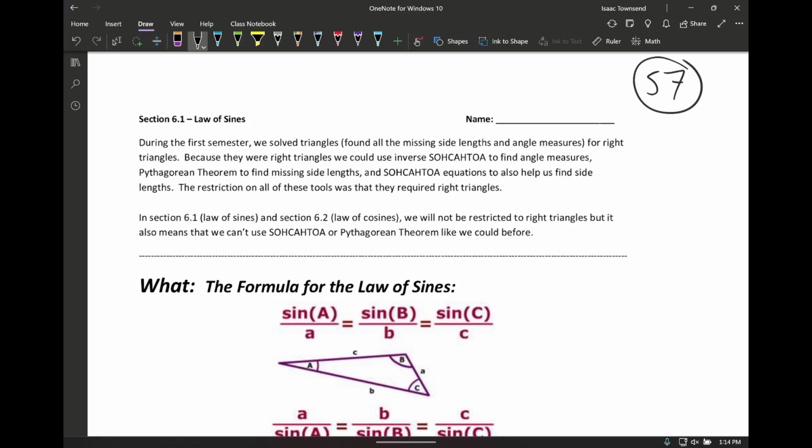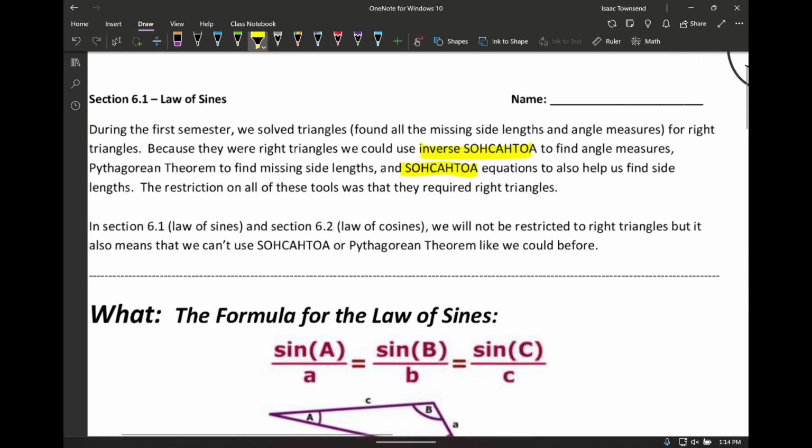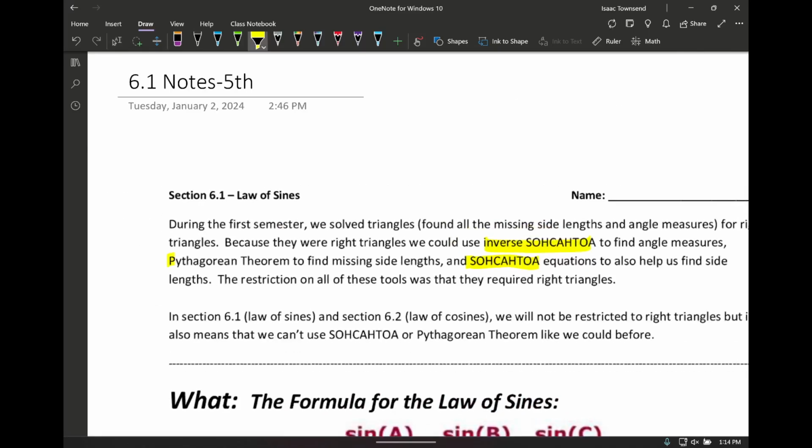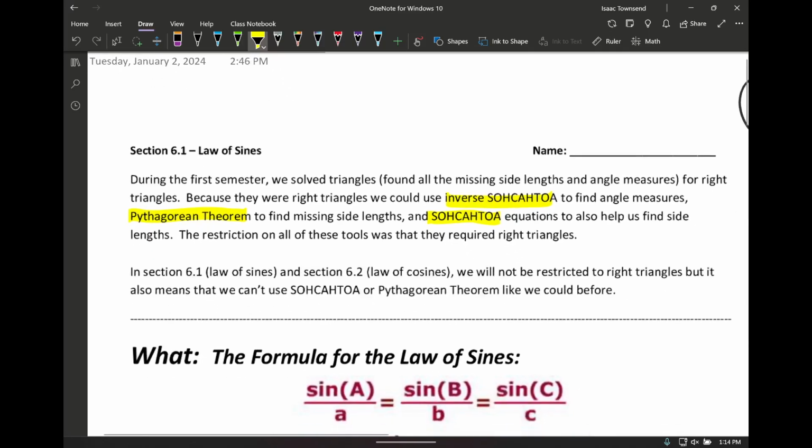The main difference between law of sines and law of cosines and what we did last semester is that everything we did last semester, or most everything, is called right triangle trig. You always needed a right triangle, so you could do SOHCAHTOA to find side lengths, inverse SOHCAHTOA to find angle measures, and Pythagorean theorem to find side lengths. Those are all great skills, but they all require right triangles. And not everything in the real world requires right triangles.